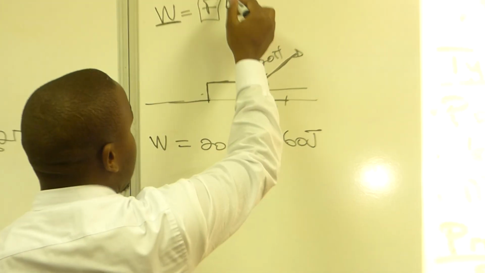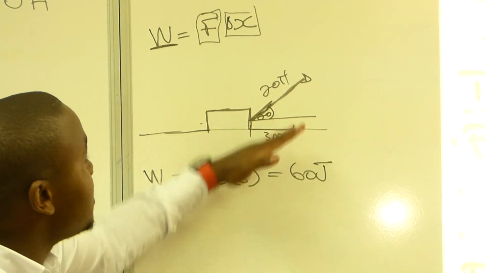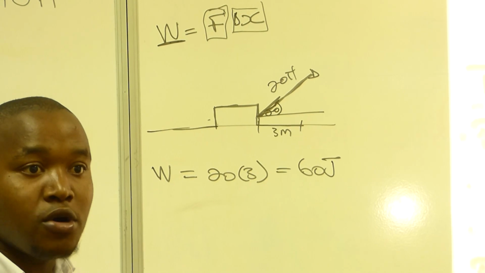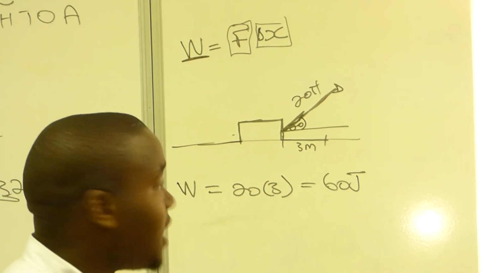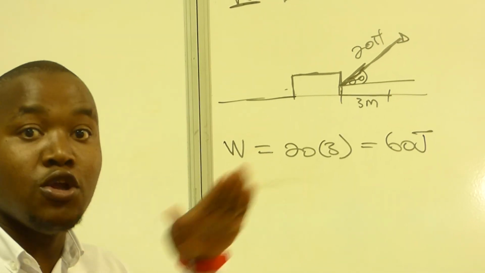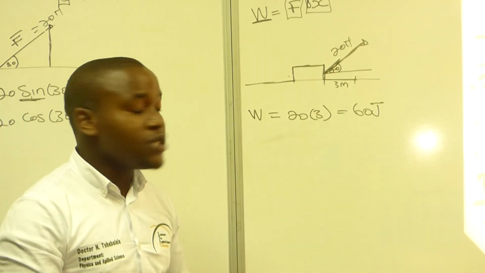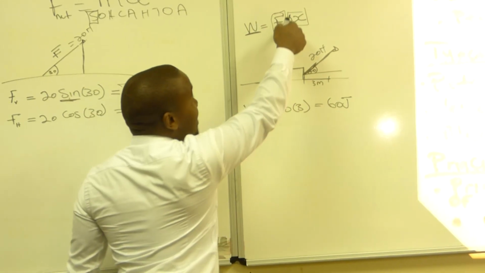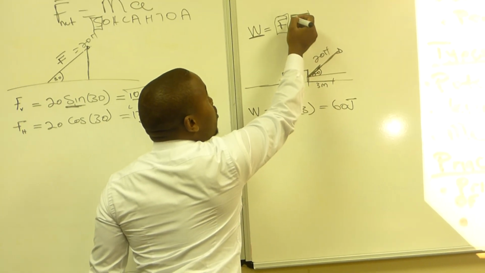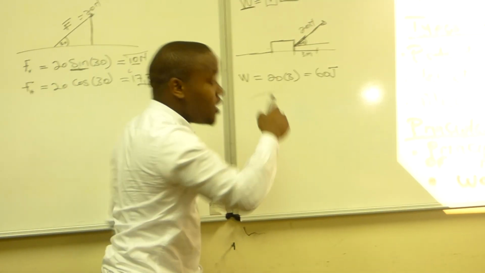Remember, we are dealing with work, which is F delta x. Meaning, I'm interested in what? I'm interested in the horizontal component, because the box is going to move in the horizontal direction. Can you take a guess at the trig ratio that's going to enter here? I must find the horizontal component of my force.